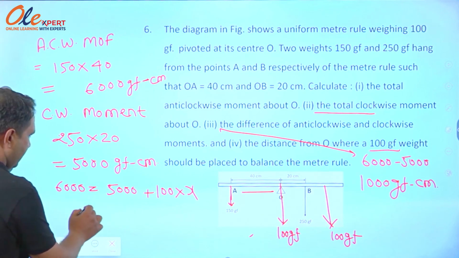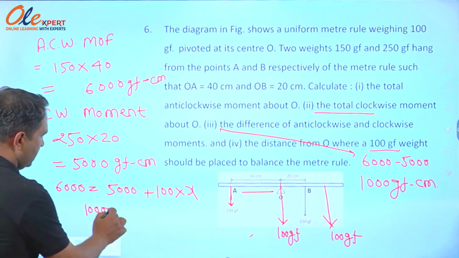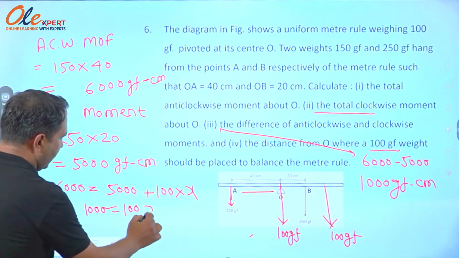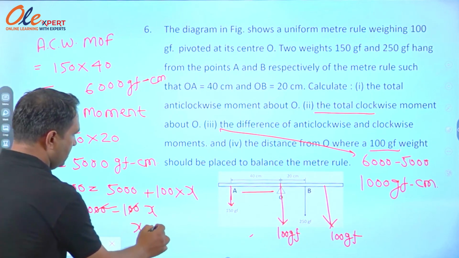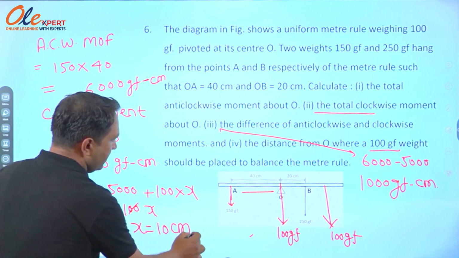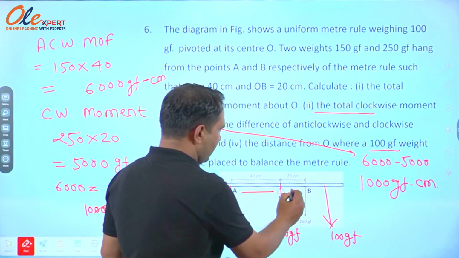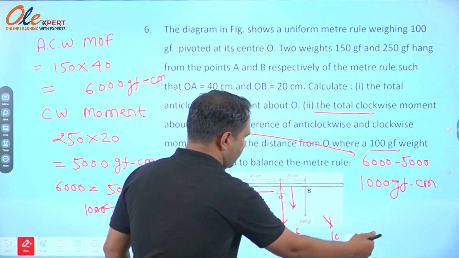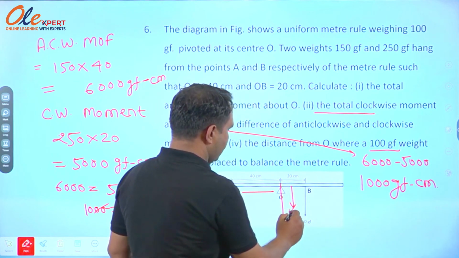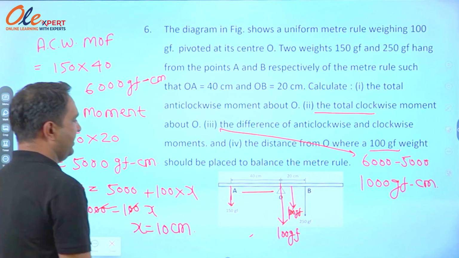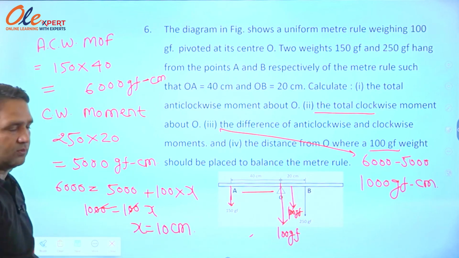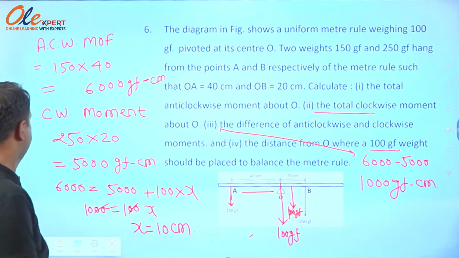So it will become 1000 is equal to 100 into x. These two will be cancelled out. So x is equal to 10 centimeter. At 10 centimeter somewhere here, this 100 GF will be suspended, right, at 10 centimeter. x is equal to 10 centimeter.